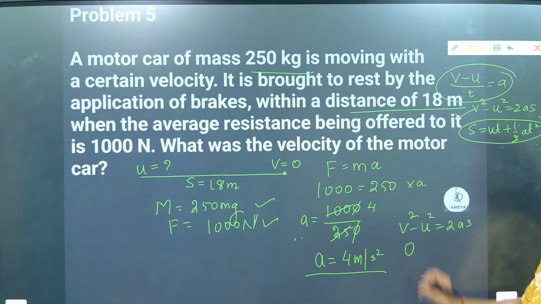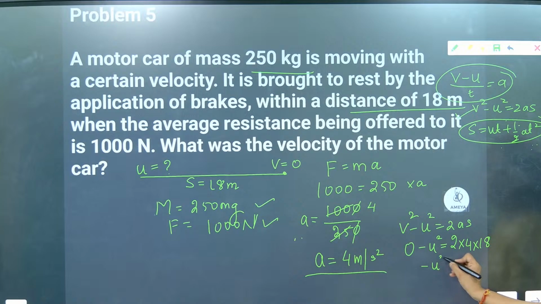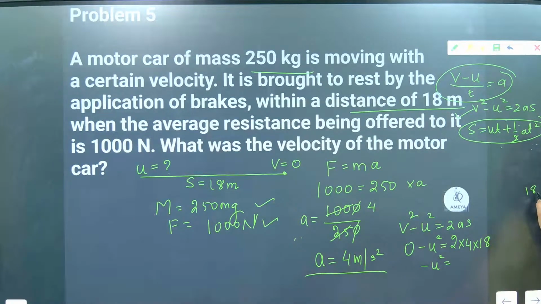What is our final velocity? Zero. What is our initial velocity? We don't know. What is our acceleration? 4. What is our distance? 18. So 2 into 4 into 18. Now how much is it coming? Minus u square is equal to 144. Is it correct? Minus 144.